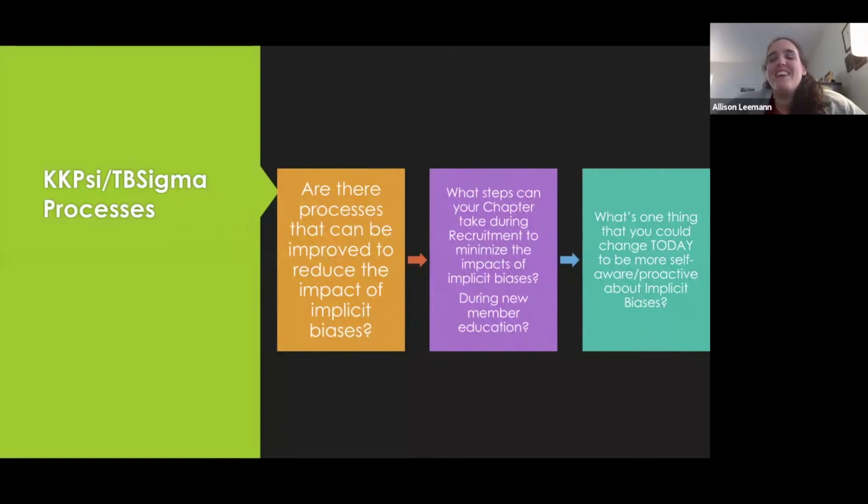Yeah, let's just go ahead and answer any of these questions. I was like, oh, let's do the first one, but since they're all up there, think about recruitment. We've already had a comment or two about recruitment specifically, as well as new member education. And then, you personally, what's something that you can change today to be more self-aware or proactive about implicit biases?